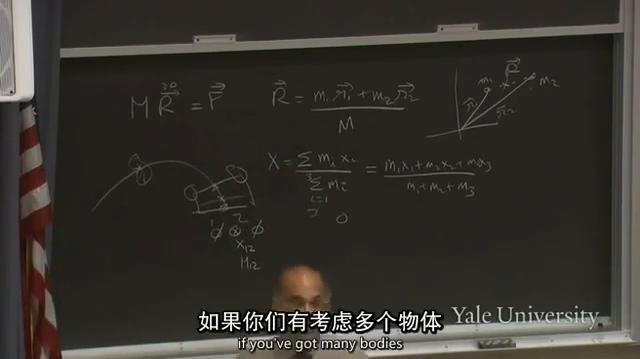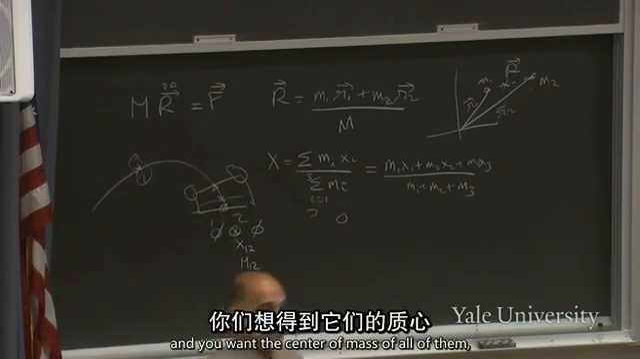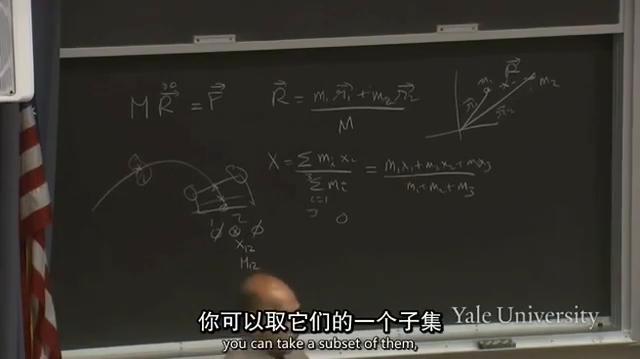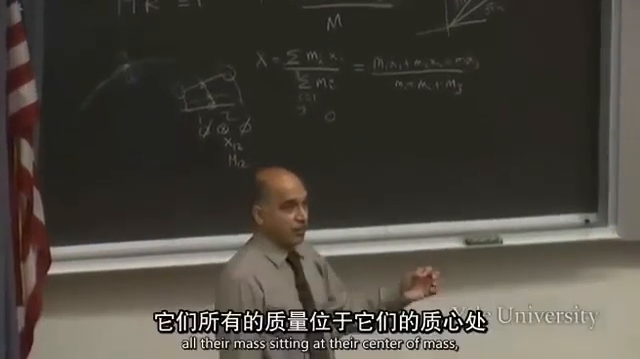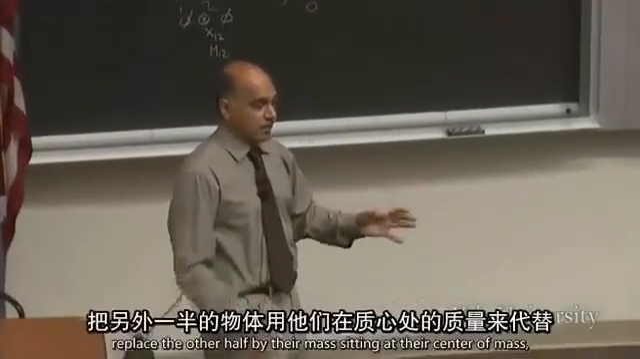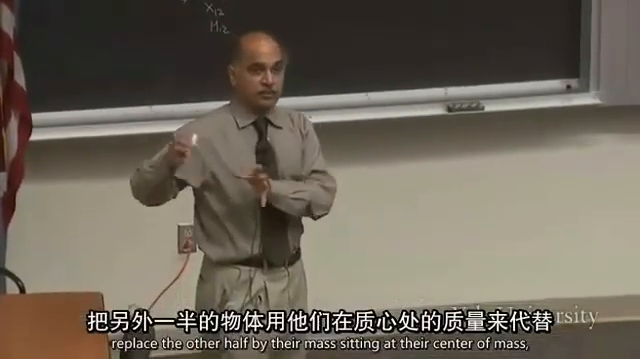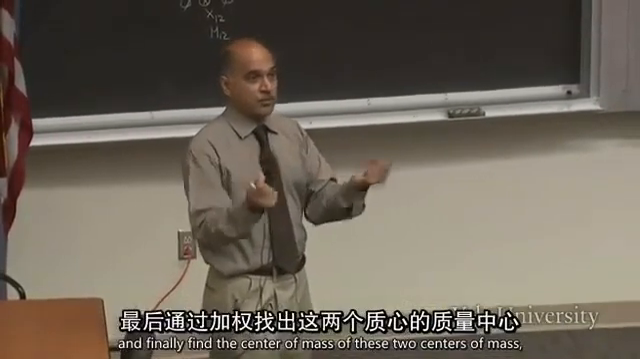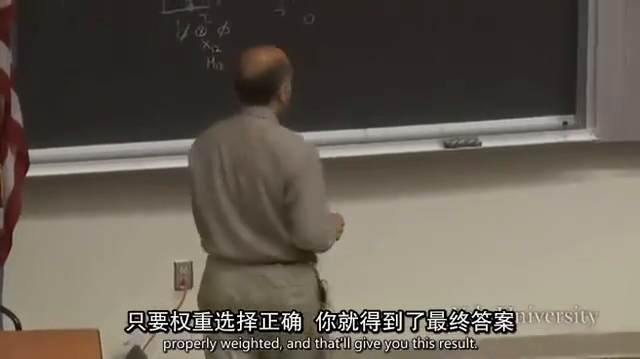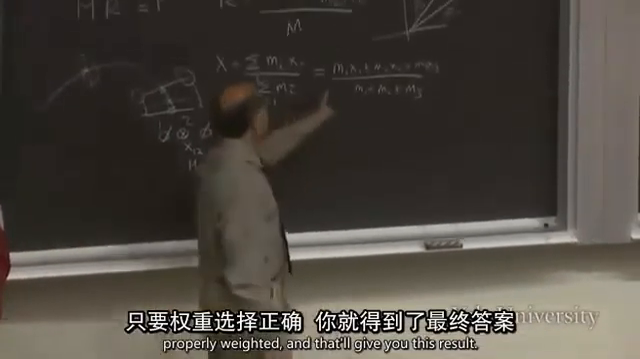What I'm telling you is if you've got many bodies and you want the center of mass of all of them, you can take a subset of them, replace them by their center of mass, namely all their mass sitting at their center of mass, replace the other half by their mass sitting at their center of mass, and finally find the center of mass of these two centers of mass, properly weighted. And that will give you this result.